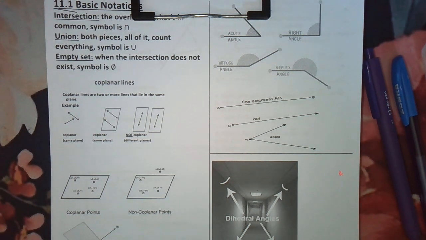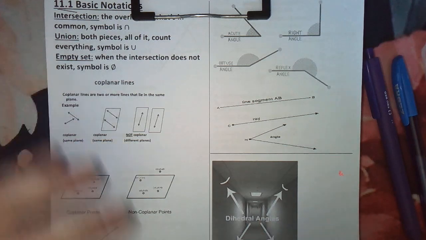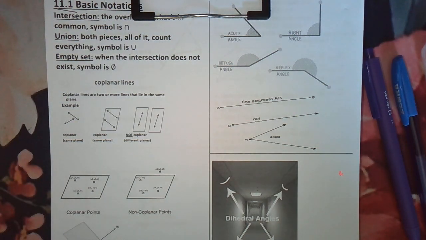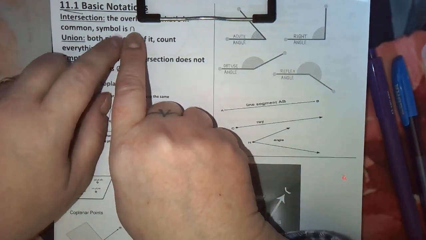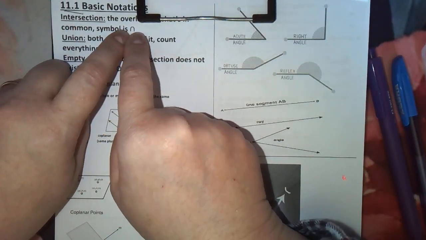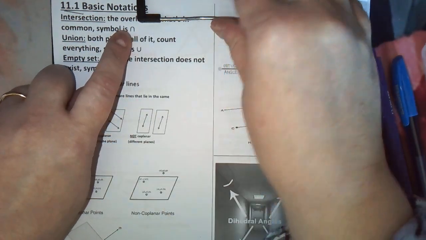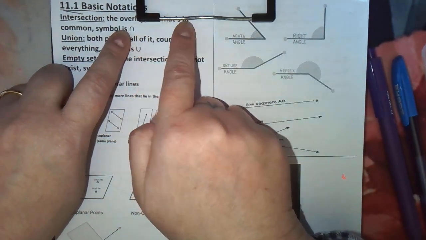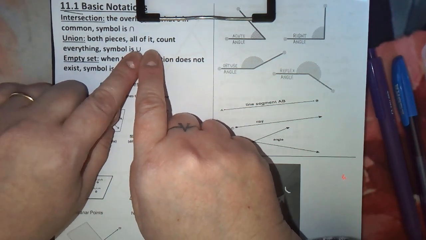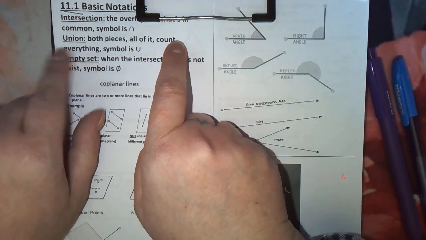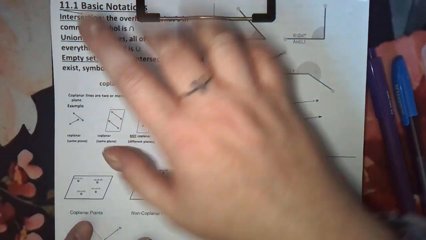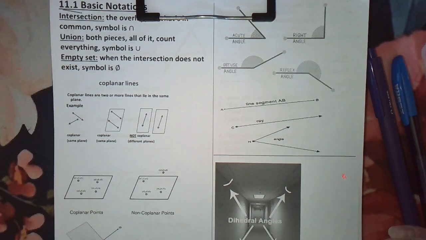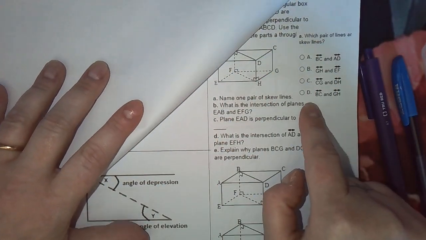This is 11.1. In 11.1, we learn a ridiculous amount of information about geometry. First, we already learned that this intersection symbol is this mountain-looking thing, and that means the overlap, or what's in common. Union is the U, and it means count everything. Empty set is like a zero with a slash through it. First we're going to go over all the symbols, and then we'll do some actual homework problems. But we first have to know what all these symbols and words mean.